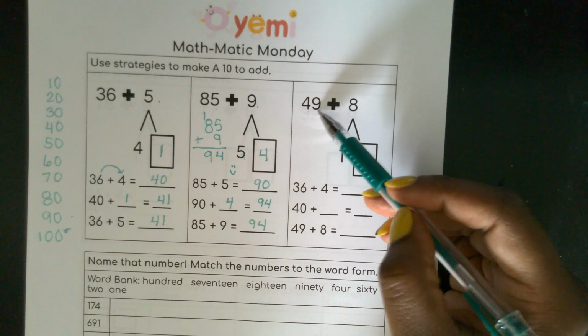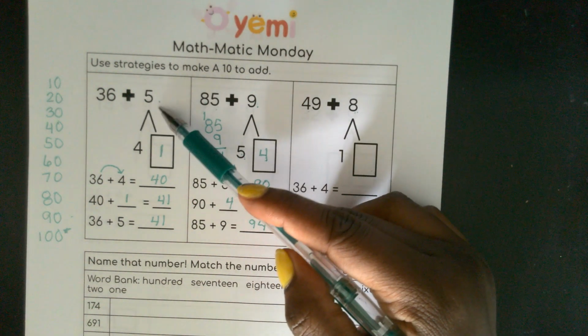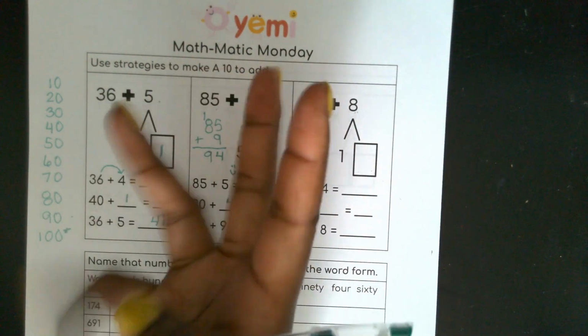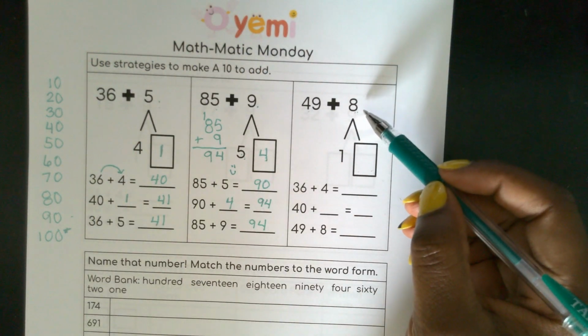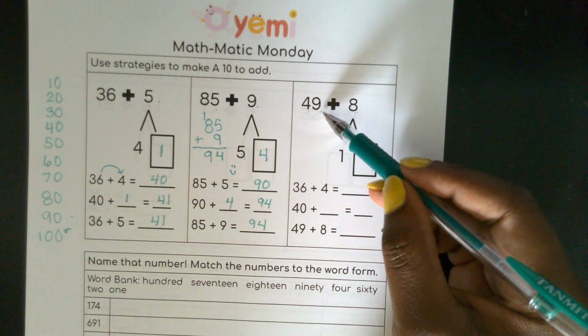Here, 49 plus 8. This is another number that's higher than 5. So counting up on our fingers might not be the best thing to do here. So 49 is close to what 10? What would the next 10 up be?